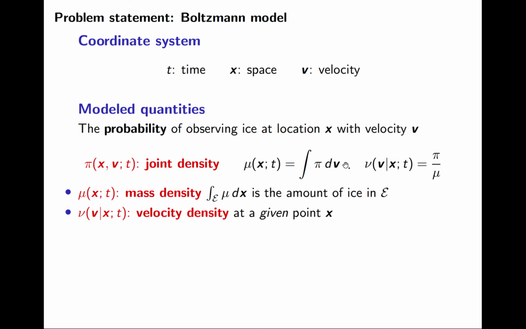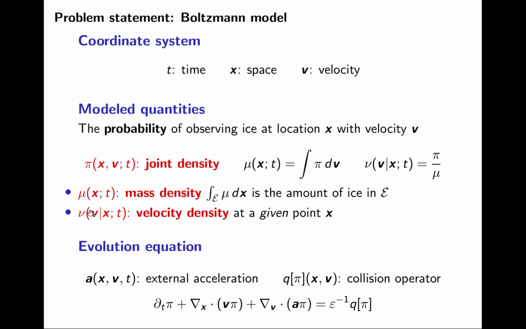The second distribution here that we've decomposed our joint density into is the conditional distribution over the velocity coordinate. This velocity density basically says at some given point x, this is the probability of observing ice at that location with velocity v. And of course, all of these densities can evolve in time.